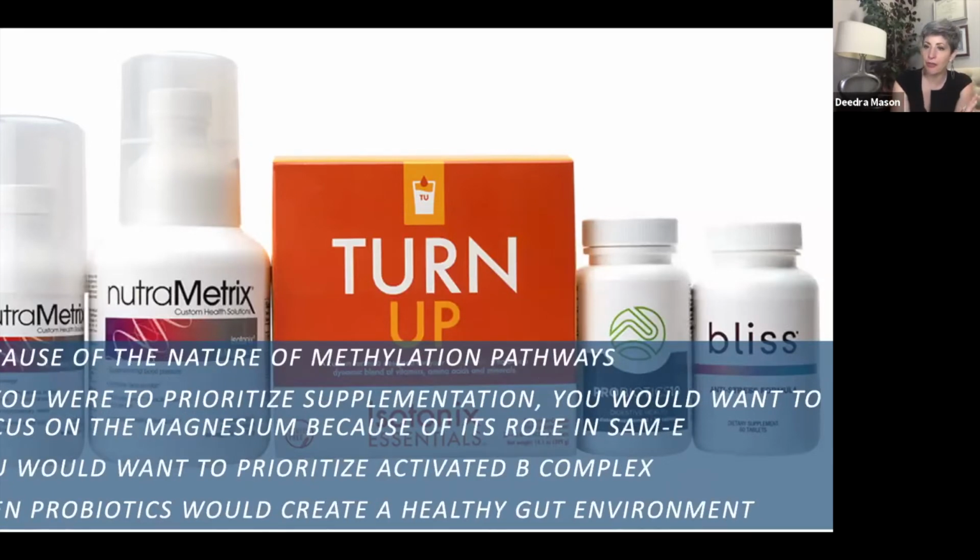Because of the way methylation pathways function, we may often need to prioritize certain supplements. We may want to prioritize the production of SAMe, so important in methylation pathways. If I had to break up this bundle, I would probably focus on making sure that I had that magnesium. I would prioritize the activated B complex, and then I would look at the probiotics.